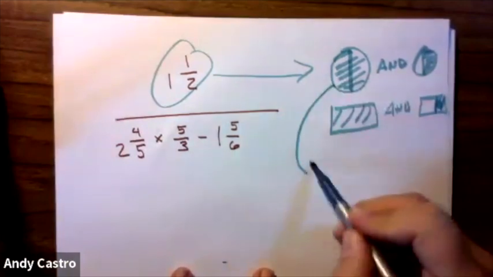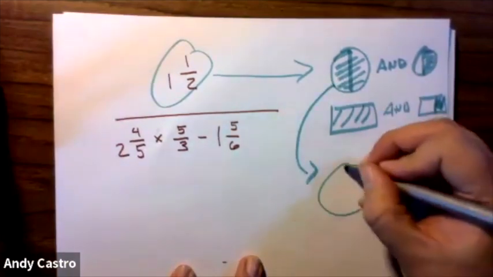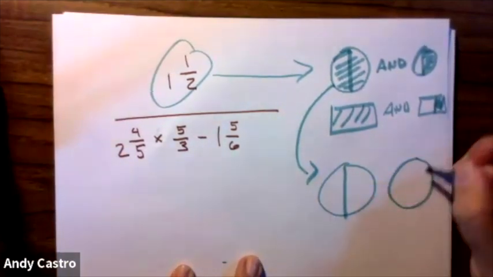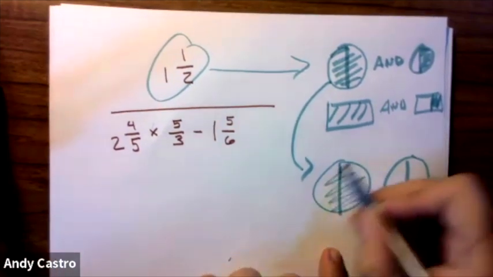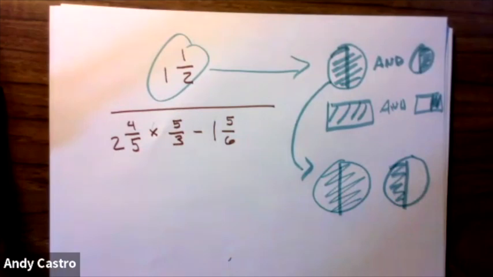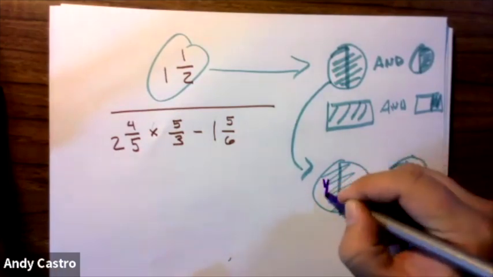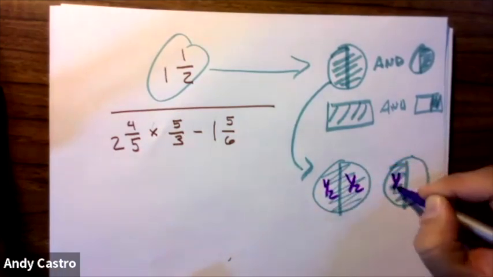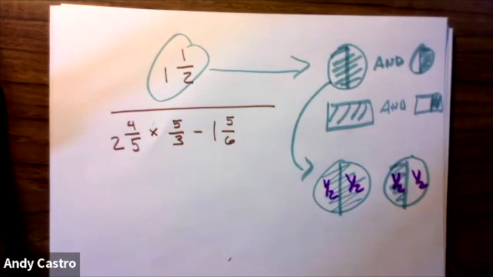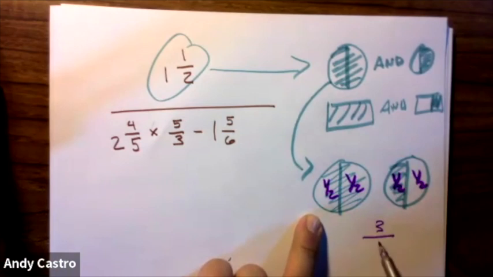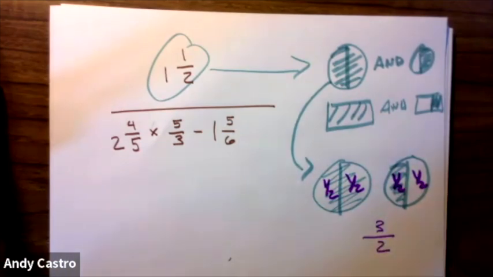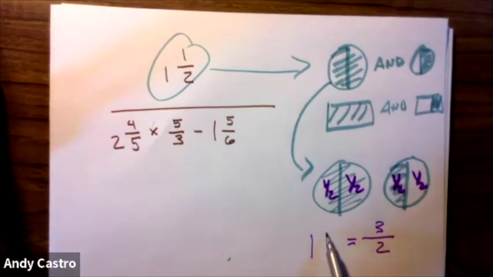And the reason why that's important, if I take the circles here, because it's a little bit easier to visualize. Okay, let's assume these are exactly the same size. 1 1/2, notice how you have a half here, a half here, a half here, and a half here. What I have are 1, 2, 3 halves. So 3 halves is the same thing as 1 1/2.